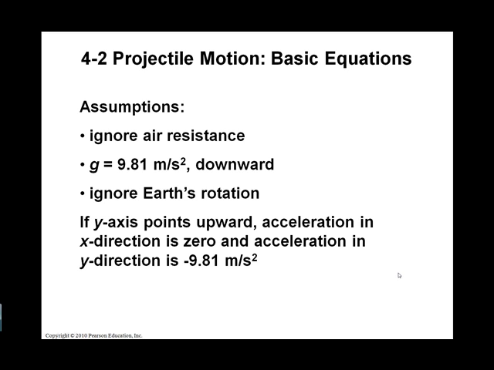So the basic assumptions are: ignore air resistance, gravity is always downward, and ignore the Earth's rotation, because if somebody throws you a ball, you and that person are both rotating, and so is the ball. The rotation of the Earth is the same for everybody. It doesn't make a difference. If the y-axis is upward, and that's the coordinate system we're using, then the acceleration in the x direction is zero, and the acceleration in the y direction is always negative 9.8 meters per second squared.